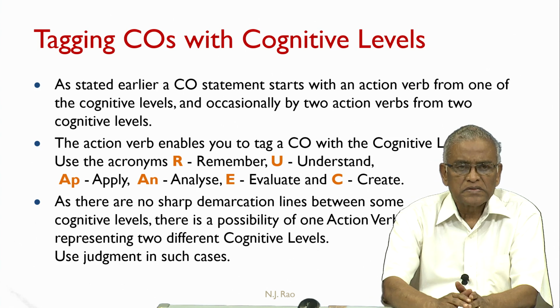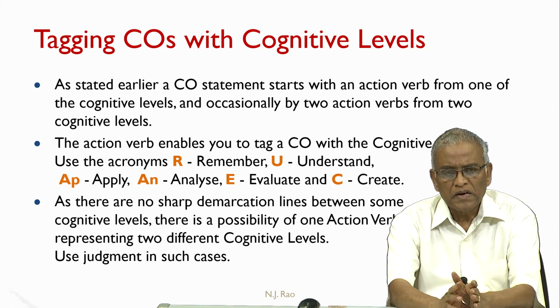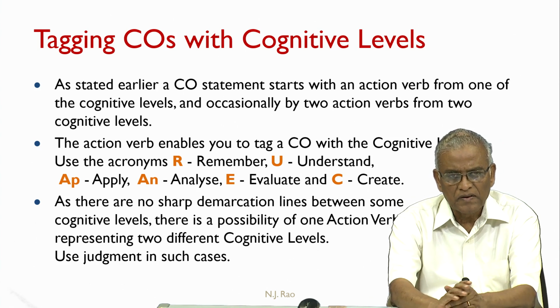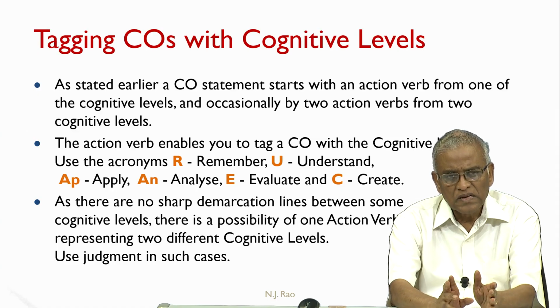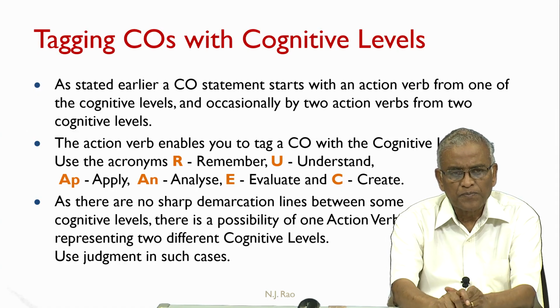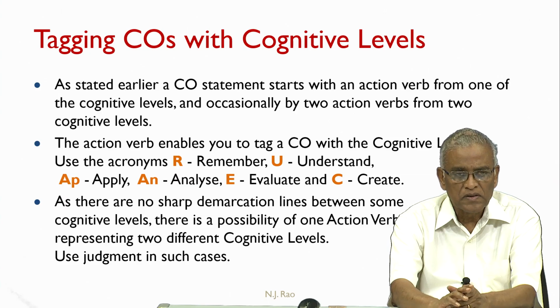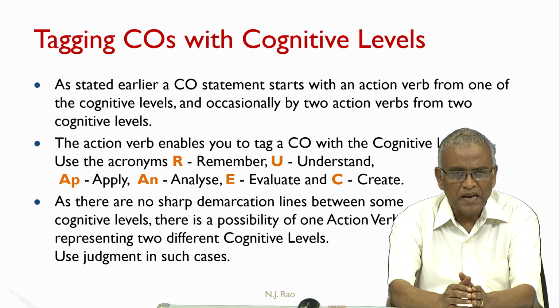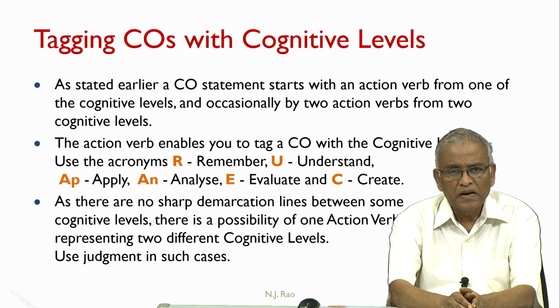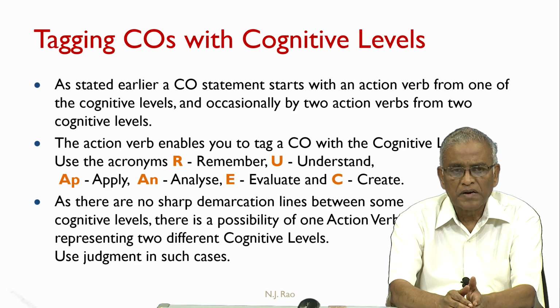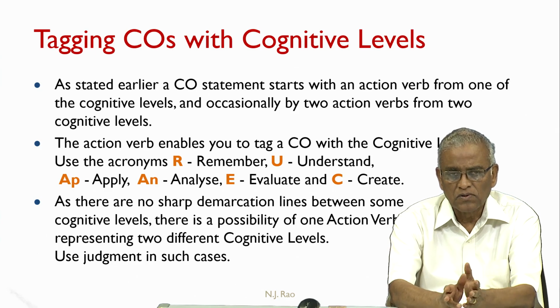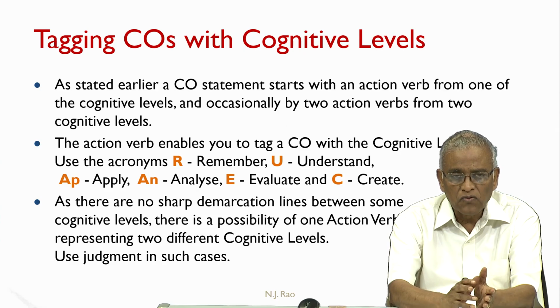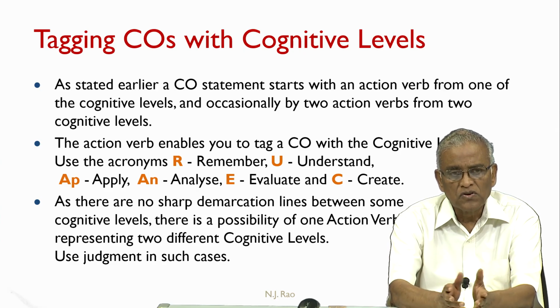What happens is, as there are no sharp demarcation lines between some cognitive levels, there is a possibility of one action verb representing 2 different cognitive levels, and you just have to use judgment. For example, identify is an action verb. It can come under understand, it can also come under analyze. So which one should I use? You should use your judgment in such a case.